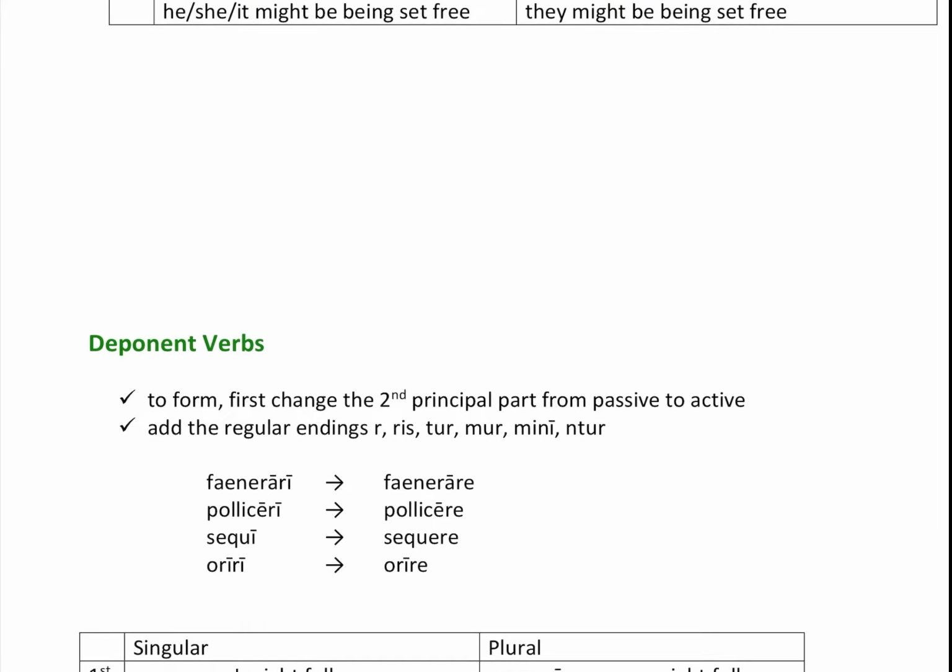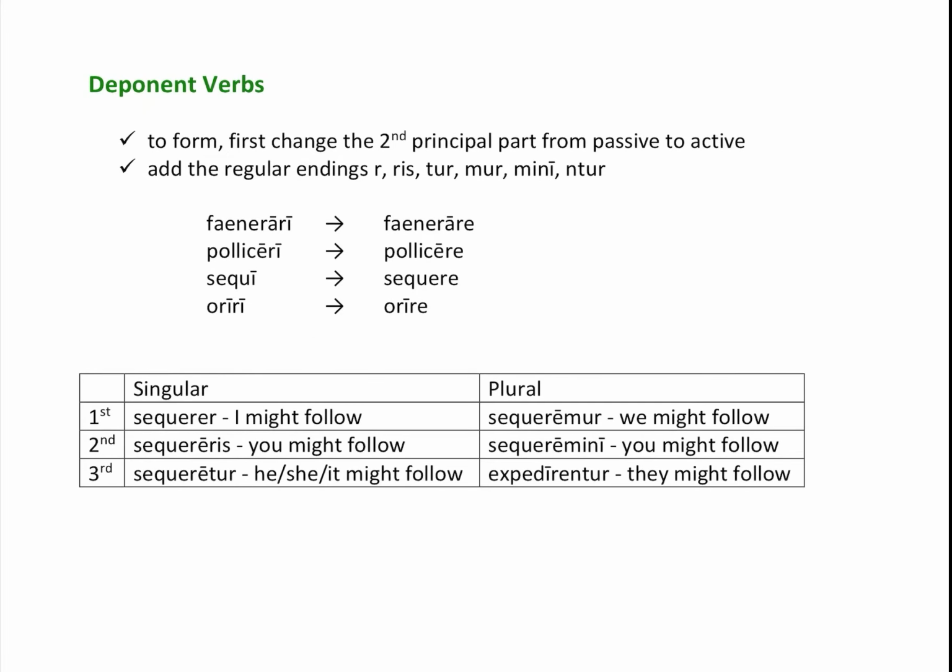Last thing, deponent verbs. What do we do with deponent verbs? For deponent verbs, you first change the second principal part from passive to active. So you already know this is the passive infinitive. All you're going to do is change it to active, which you should already know because it's ā, ē with a macron, e without a macron, and i. Right? Simple, easy. And then you add the regular passive endings, right? R, ris, tur, mur, mini, ntur.